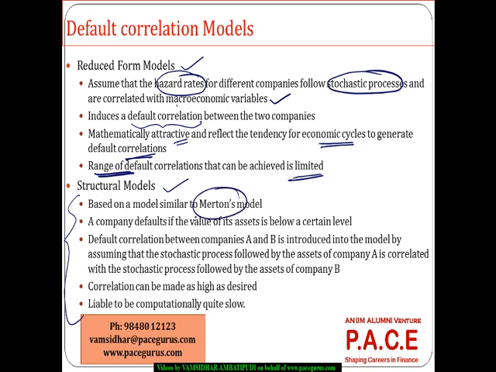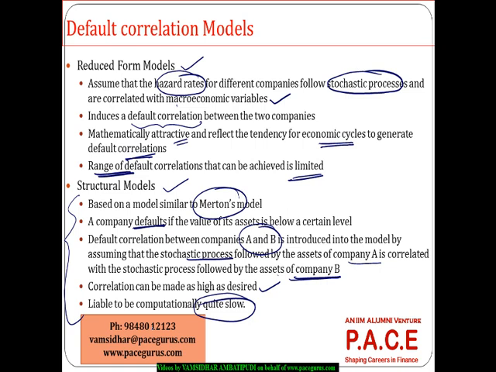Whereas on the other side, there are the structural models, which are more or less similar to the Merton model, where the assumption is that the company will default if the value of its assets falls below a certain level. The way default correlation is induced between two companies is by assuming that the stochastic process followed by the assets of company A is correlated with the stochastic process followed by the assets of company B, not with an economic variable. Here I can set the correlation as high as I require. But the biggest drawback with these kinds of models is that they are computationally intensive, so they take quite a good amount of time. But we'll discuss the different models of default correlation in a slightly different session altogether.